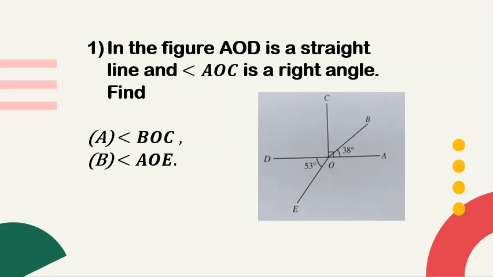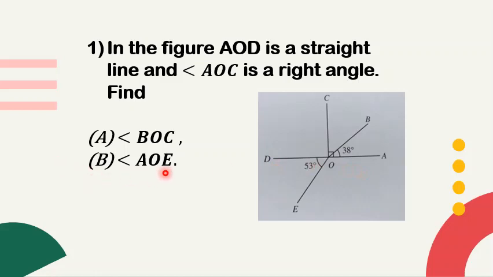The first question, you are given this figure of AOD, where AOD is a straight line and AOC is a right angle. So you have to find angle BOC and angle AOE. Angle BOC lies here. Since you know that angle AOC just now is a right angle, angle AOB is 38. This is what we call the complementary angle. How do we find the complementary angle? You have to minus. Okay, so I'll let you do the calculation.